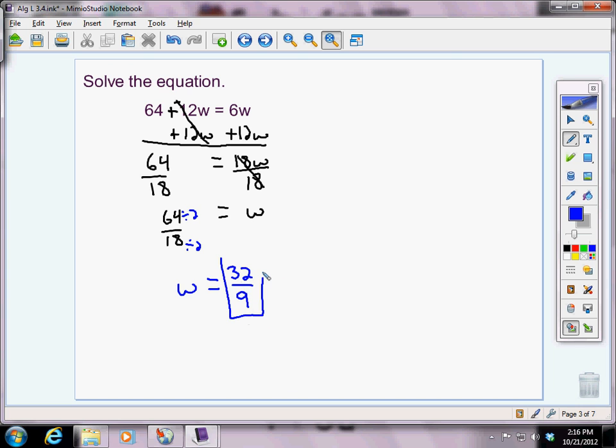In fact, you don't even need to change it to a mixed number, because if we change it to a mixed number, before we can do anything with it, we'd have to make it an improper fraction. Okay, so it's okay to leave your answers as improper fractions. In fact, that's the best way to leave them.